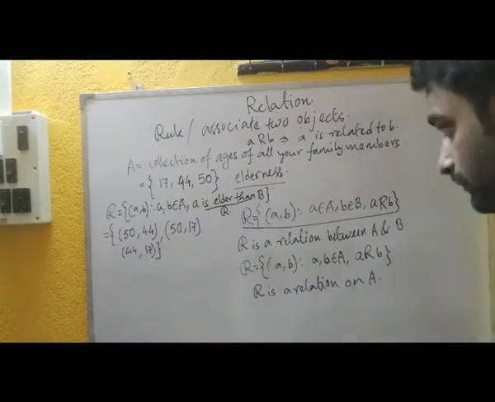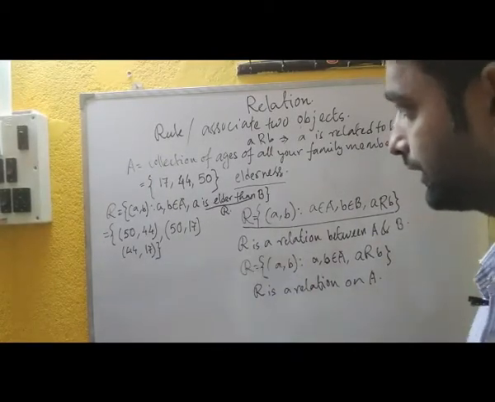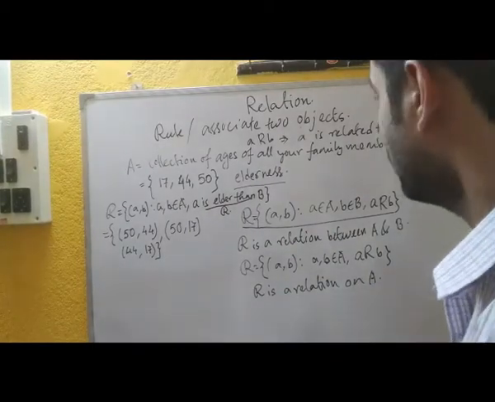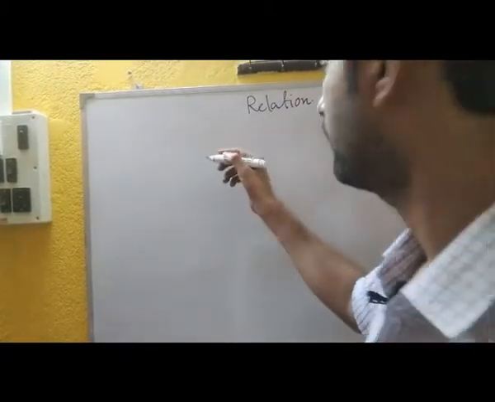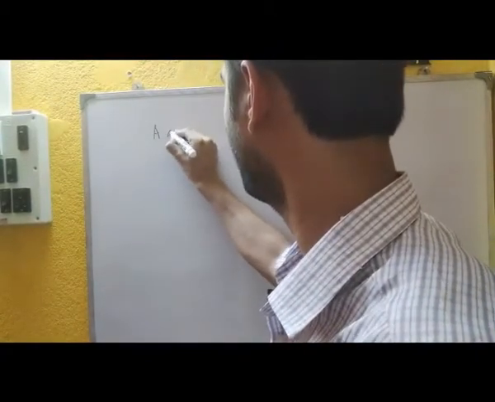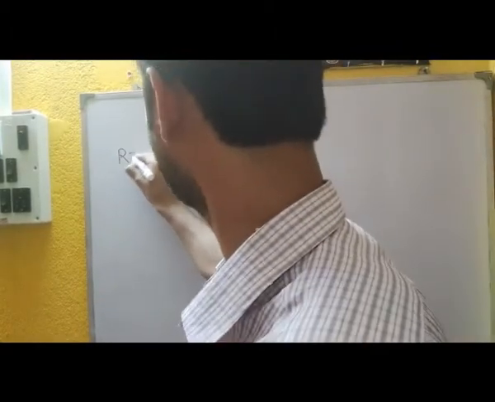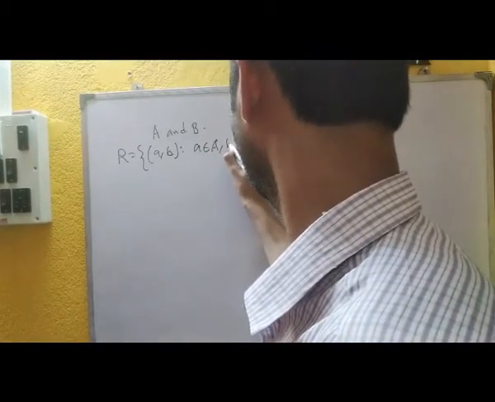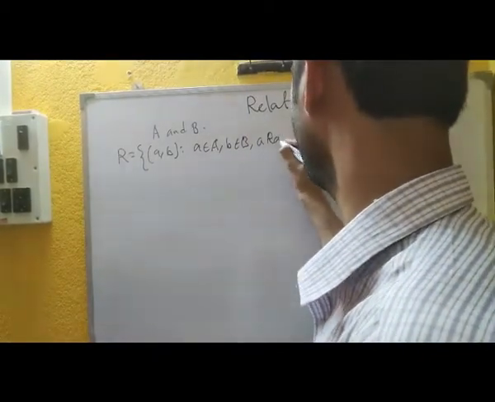Okay, so next let us be more specific about this relation. What else we can say about this collection? So suppose you are doing some relation between A and B. It is some relation between A and B. And so the relation is R equals this set of ordered pairs (a, b), where a belongs to A, b belongs to B, and there is some relation between a and b.